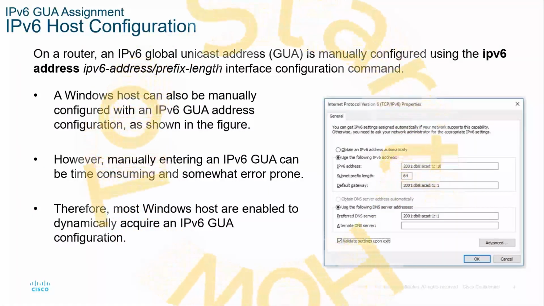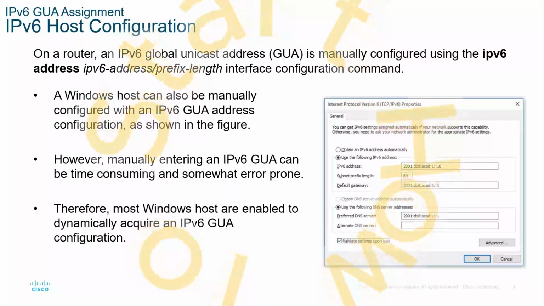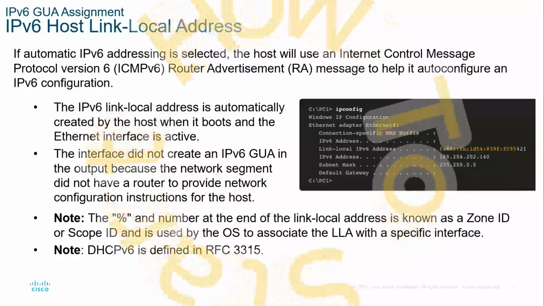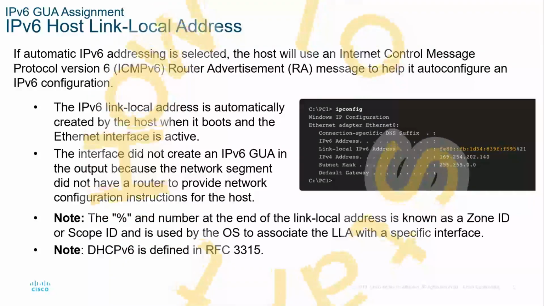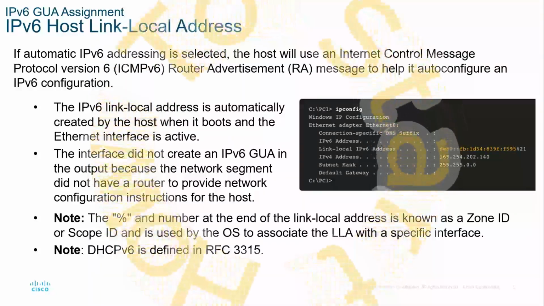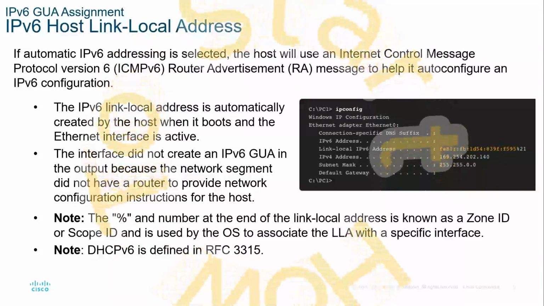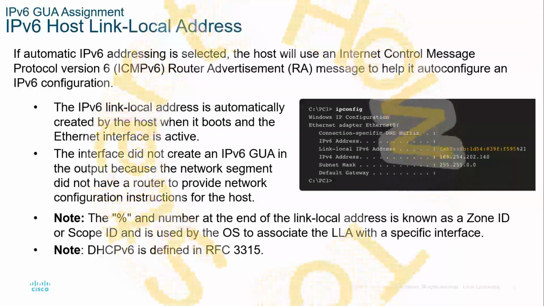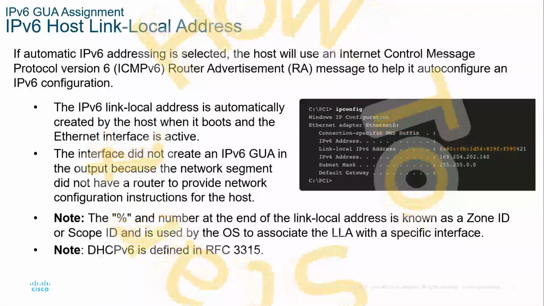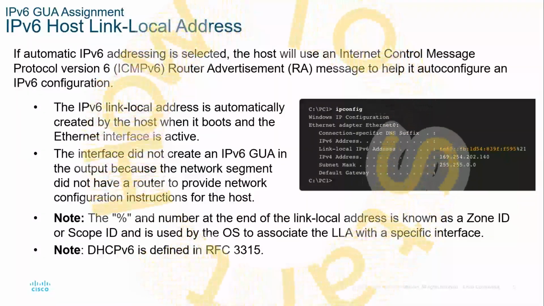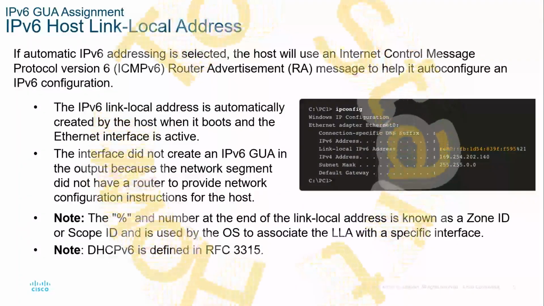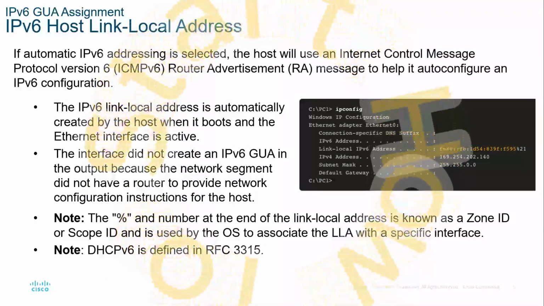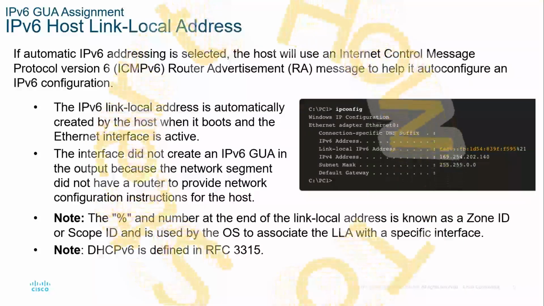In previous videos we talked about GUA versus link local. Link local are going to be FE80 based addresses. Those are addresses that still play a huge role in how everything functions, because a lot of communication still happens via the link local address. So if automatic IPv6 addressing is selected, the host will use ICMPv6, the version 6 of ICMP, and it will send a router advertisement message to help its auto configuration.